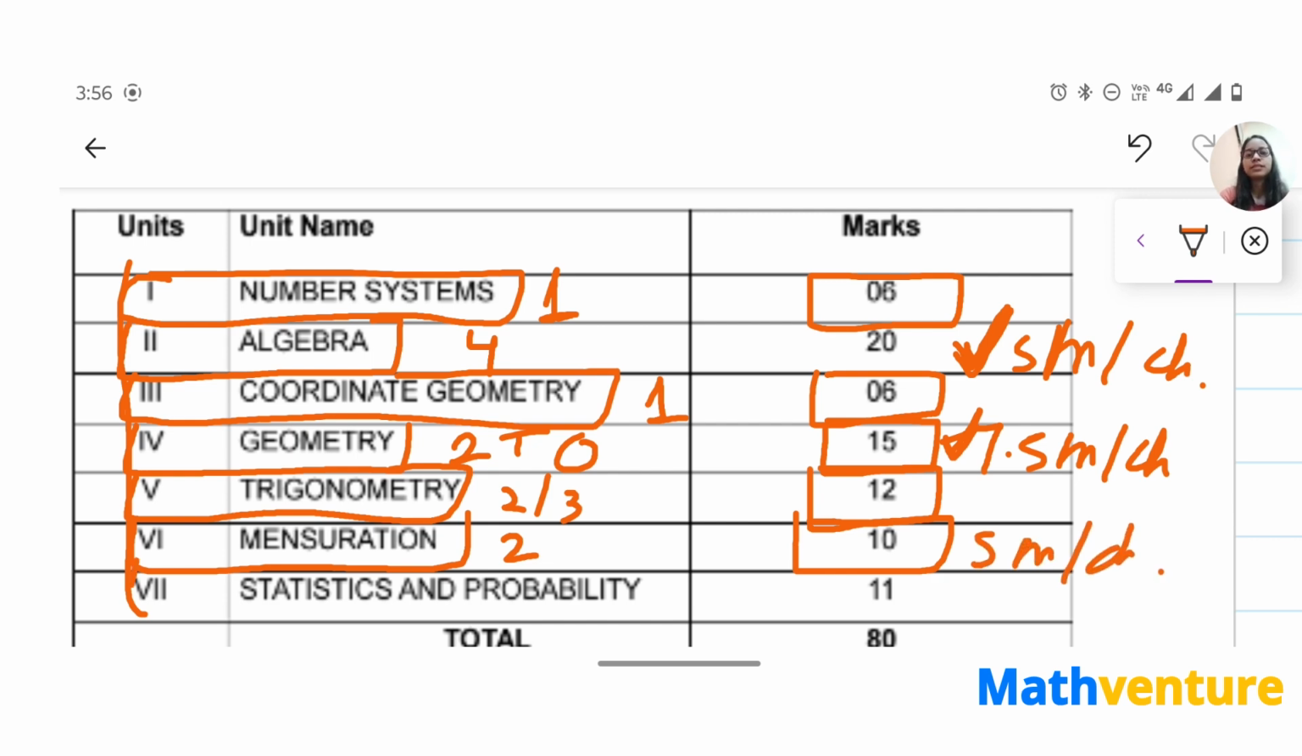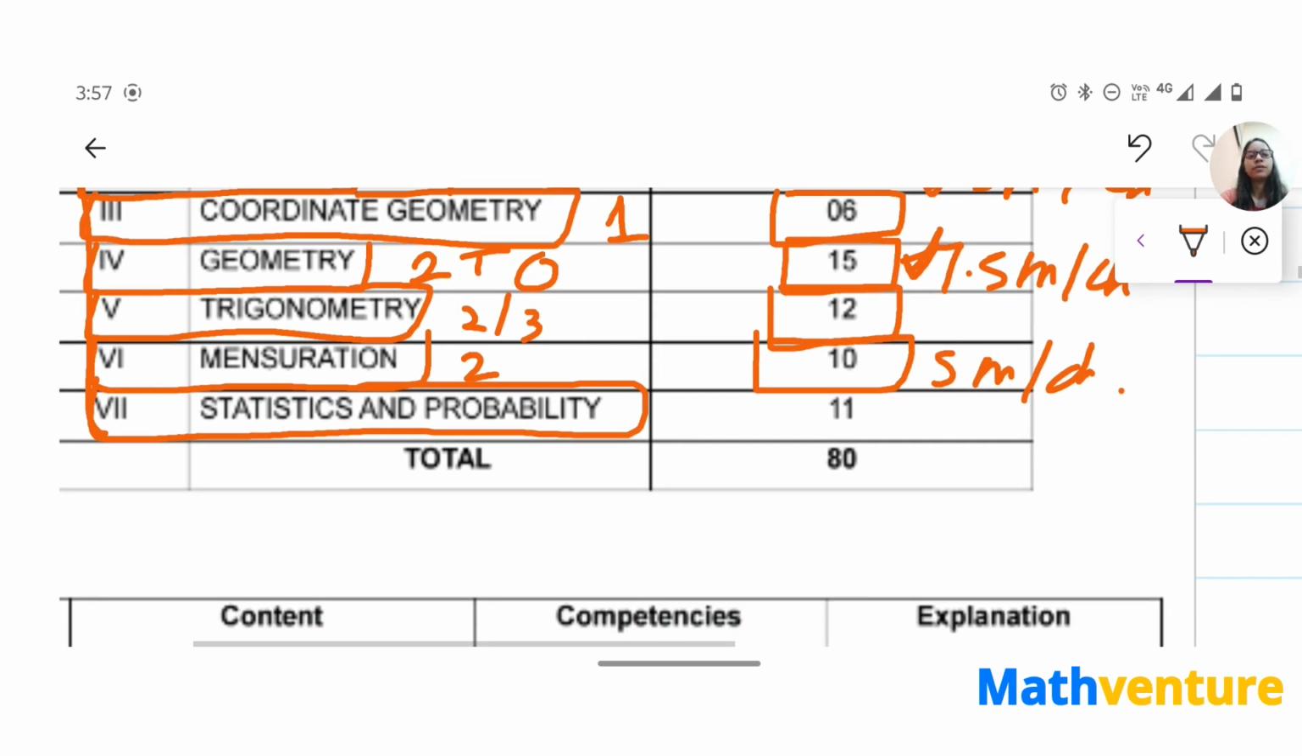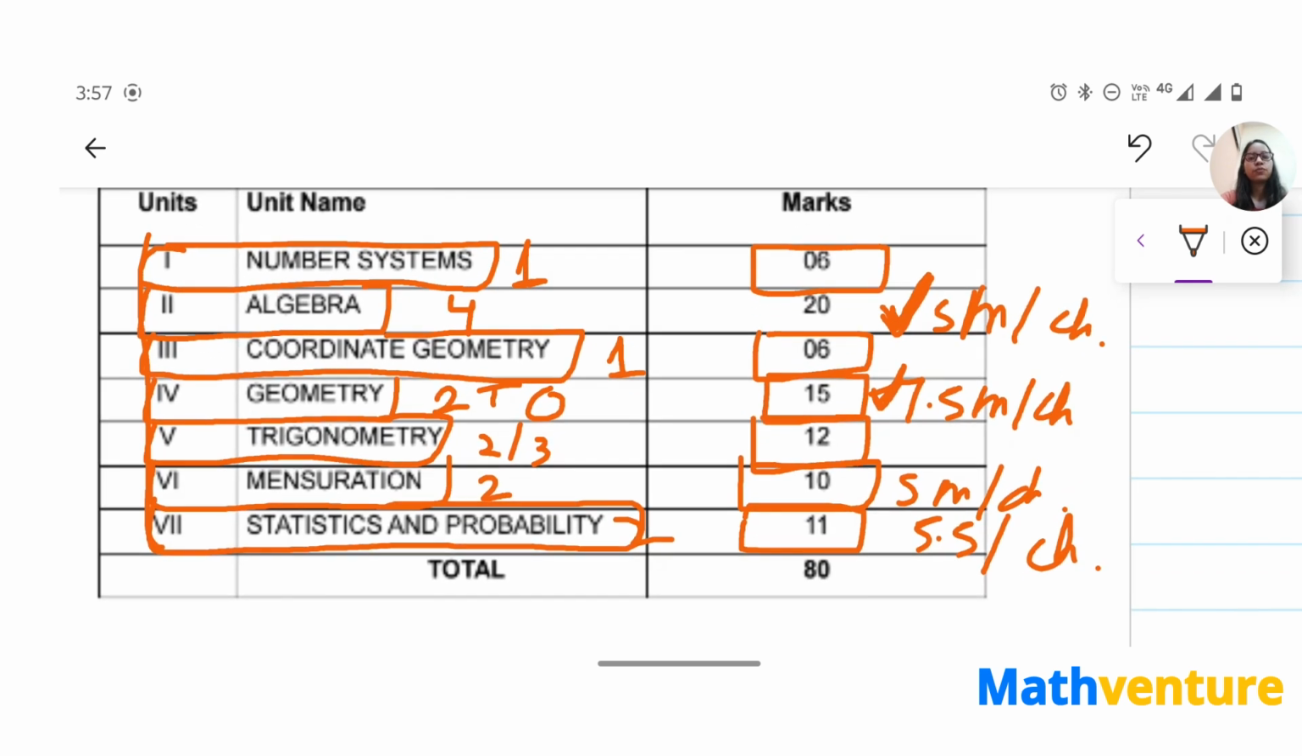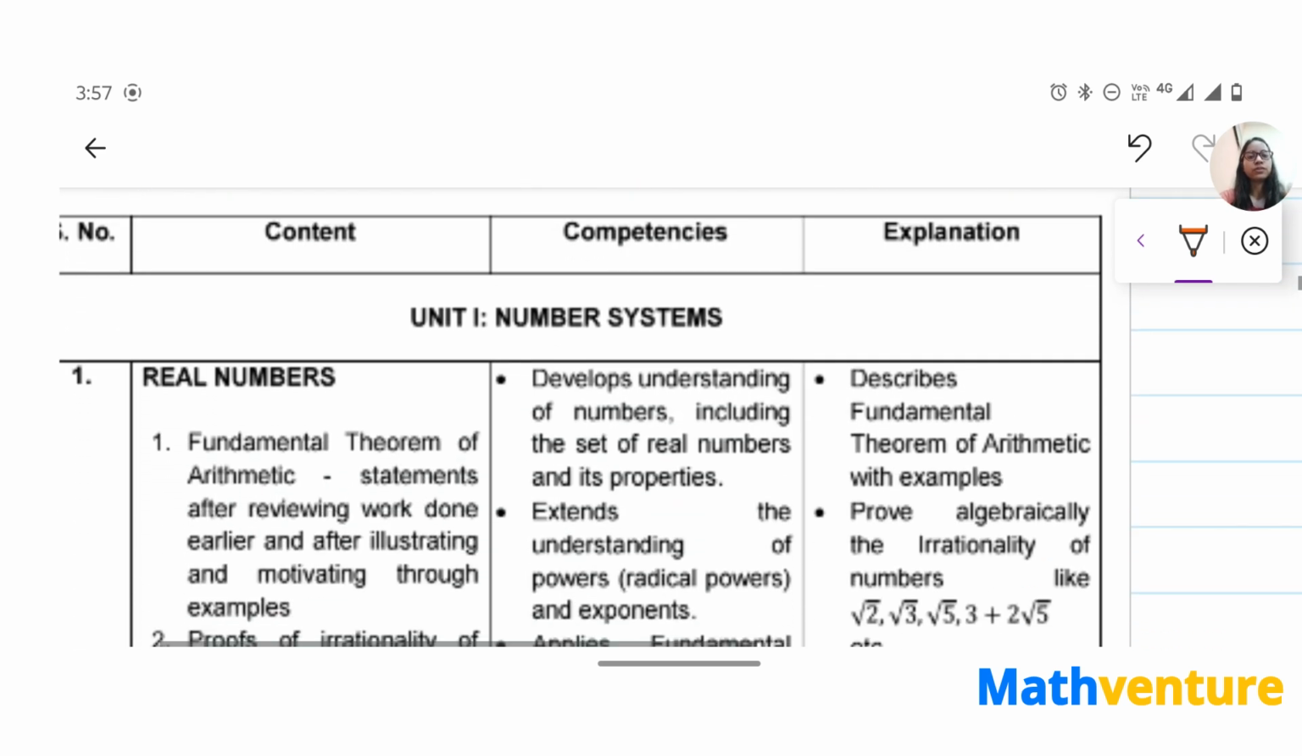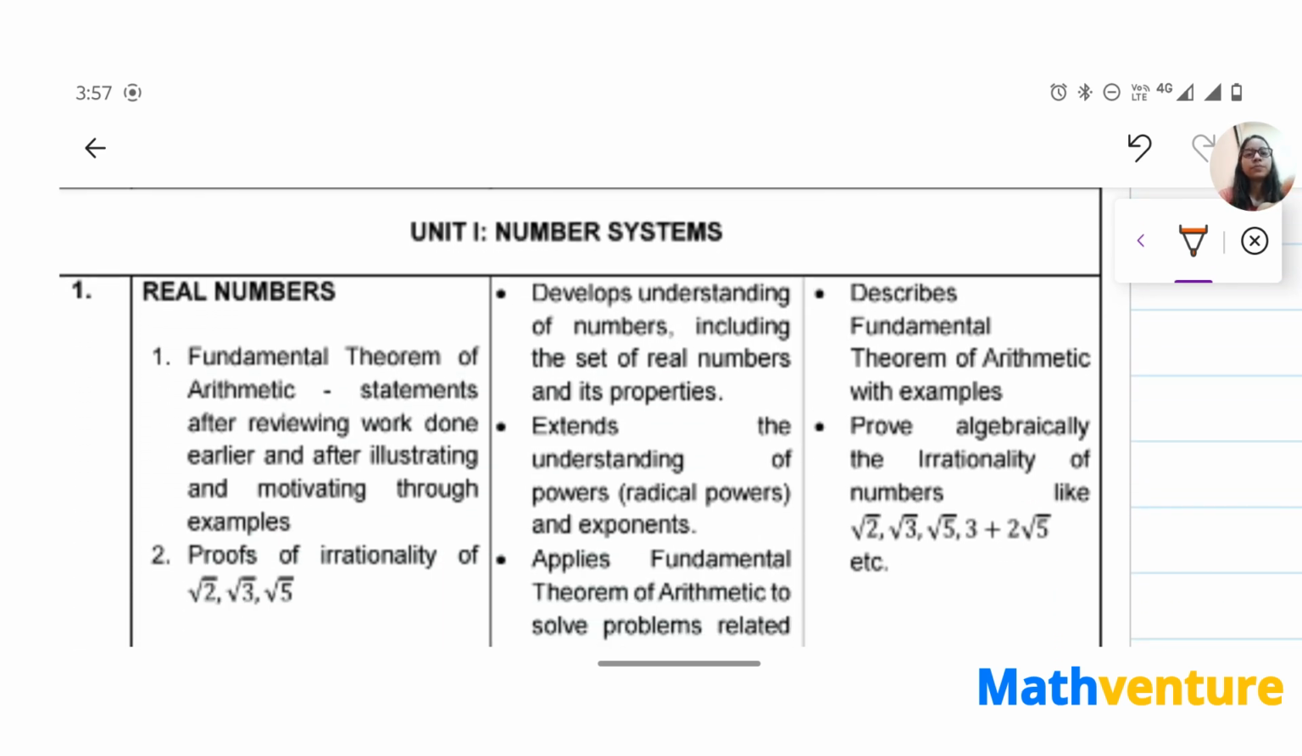The next is the 7th unit, statistics and probability, with 11 marks of weightage and 2 chapters, that means 5.5 marks per chapter. So this is the distribution of marks in the units. We will discuss the detailed syllabus in each unit. Now comes the first unit, only one chapter named real numbers.